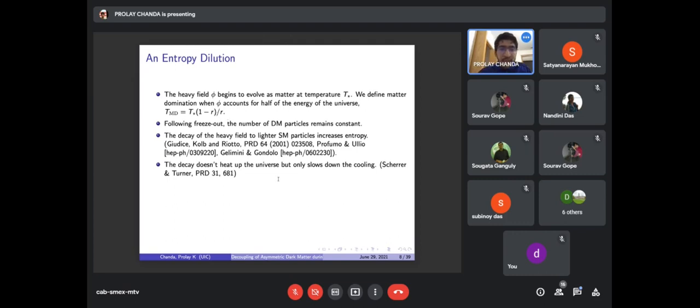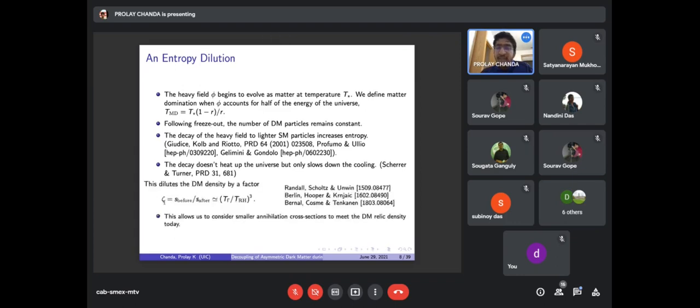And so, as I said, following freeze out, the number of dark matter particles will remain constant, and we define the factor zeta, which is the fraction of the entropy before and after, which is basically the ratio of the cube of the decay temperature and the reheat temperature. When I use the term reheat temperature again and again, I just want to say that this reheat temperature is very different from the inflationary reheat temperature, where the inflaton decays into radiation. It is just the reheat temperature related to the phi field we propose here.